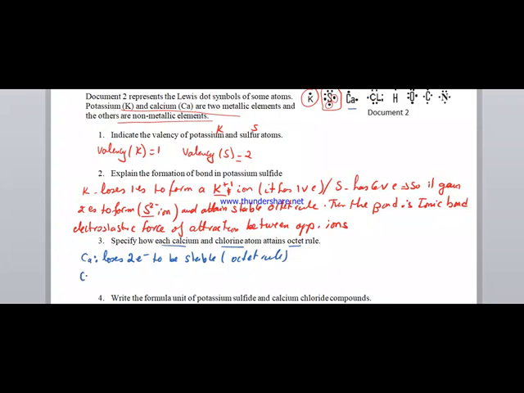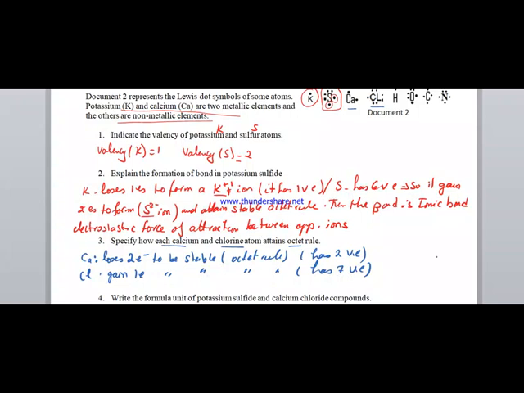Whereas chlorine has 7 valence electrons. We have 2, 2, 4, 2, 6, and 1. We have 7 valence electrons. Then it will gain 1 electron to be stable, following the octet rule. Here calcium has 2 valence electrons, and chlorine has 7 valence electrons.